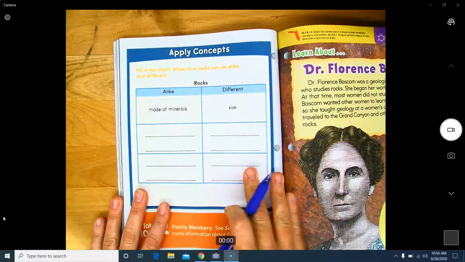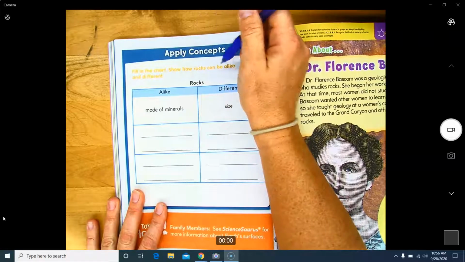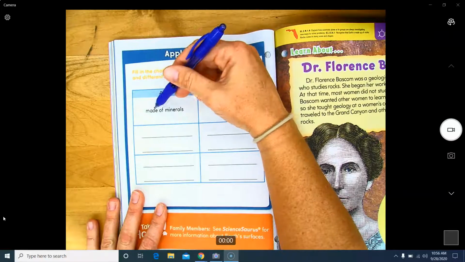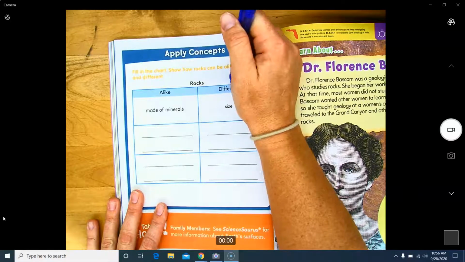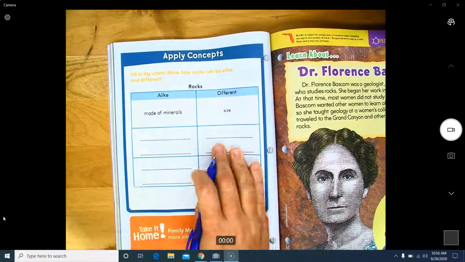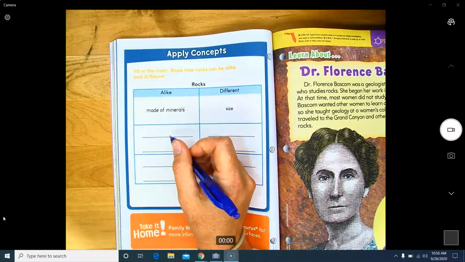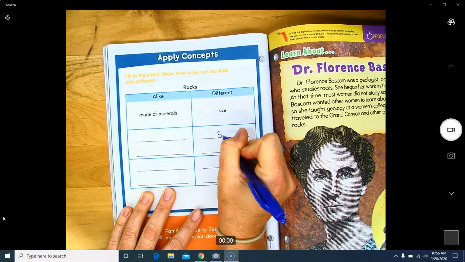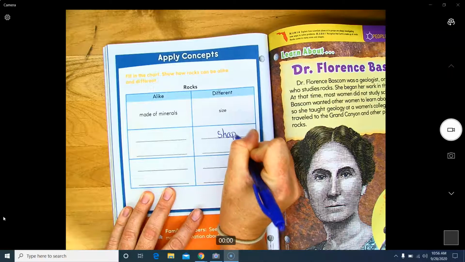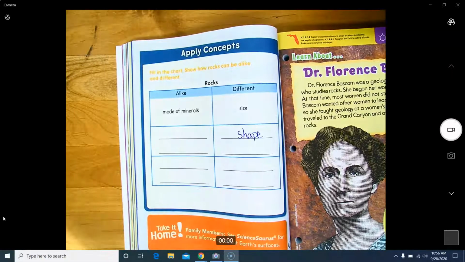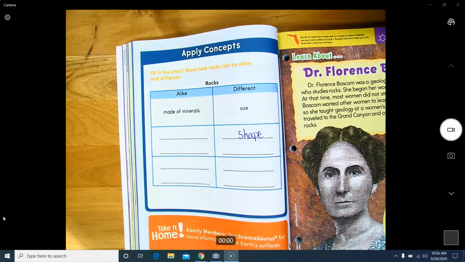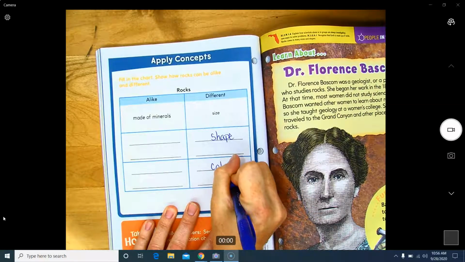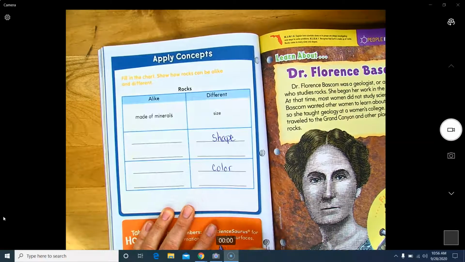Okay, on the back of here, it says fill in the chart. Show how rocks can be alike and different. So alike, they're made of minerals. Different, they have different sizes. Are they all the same shape? No, they're not all the same shape, so they're different by their shape. How else are they different? By their color, right? How are they alike?